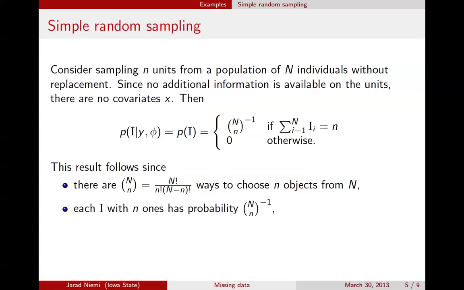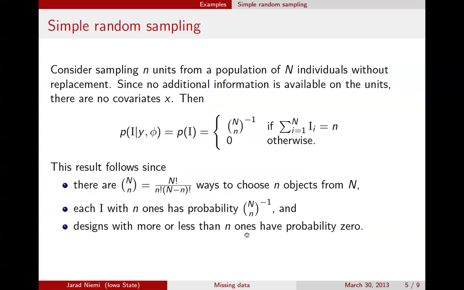Alright, so each inclusion that has exactly little n ones, that is, that we've actually sampled little n individuals out of this population of capital N individuals, has probability that's 1 over the number of different ways there are to choose that sample. And now the key piece is that we need to restrict and only allow I to have n ones, so that any designs that happen to have more or less than exactly n ones in this inclusion matrix have probability 0. That's this piece right here. So this piece right here says that only the times when we picked exactly little n units of the population, it has this probability, and otherwise it has 0 probability.